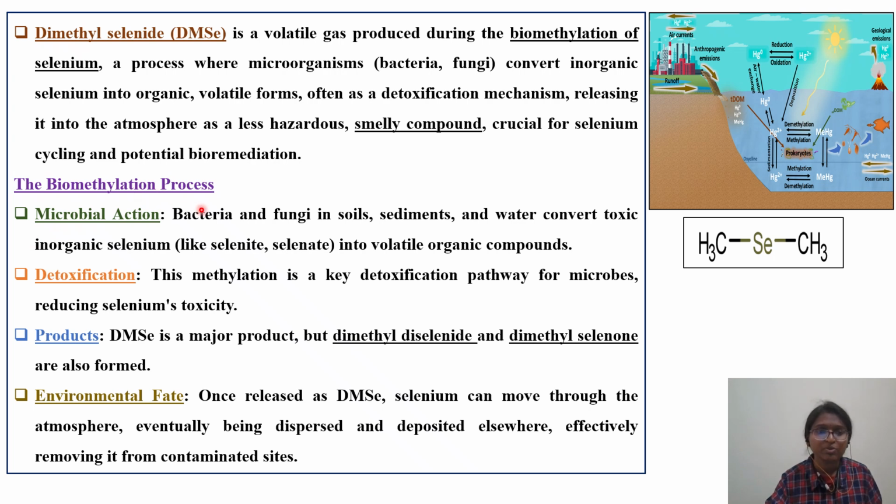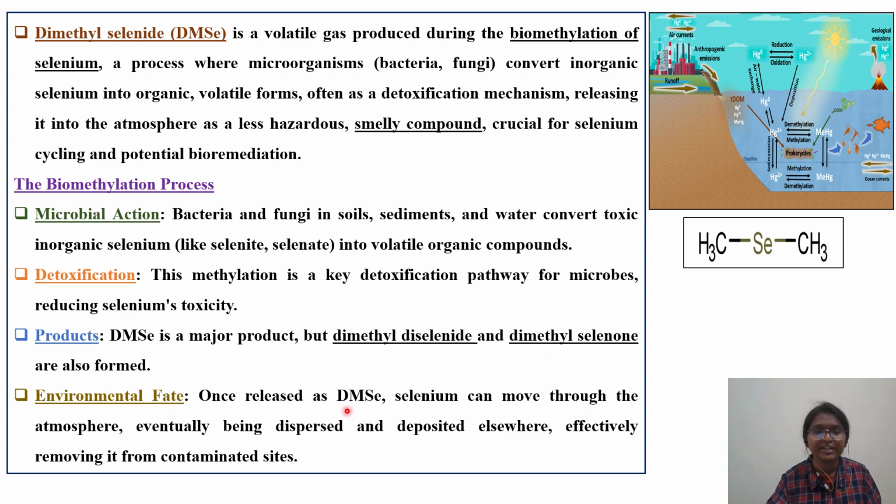In the biomethylation process, what are the microbes involved? Similarly, bacteria and fungi in soil, sediments and water convert toxic inorganic selenium, like selenite or selenate, into volatile organic compounds. Coming to detoxification, methylation is a key detoxification process for microbes, reducing selenium toxicity. The product DMSe is the major product; dimethyl diselenide and dimethyl selenone are also formed as byproducts, but they are not the more toxic products. Okay, and what is the fate?